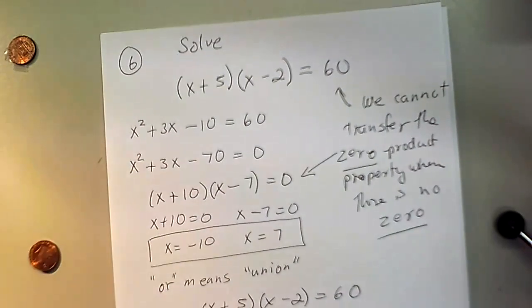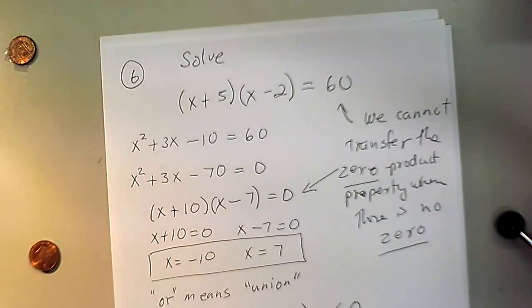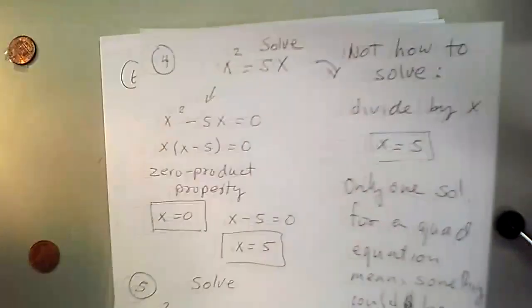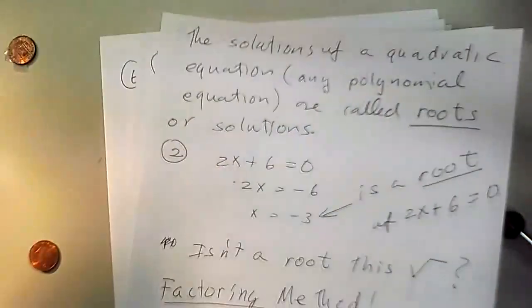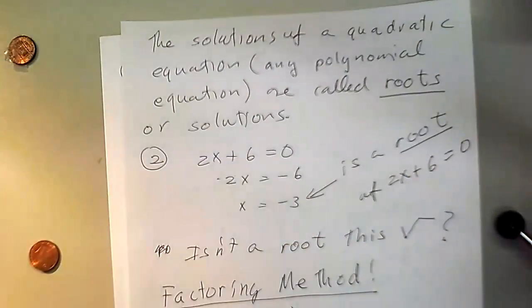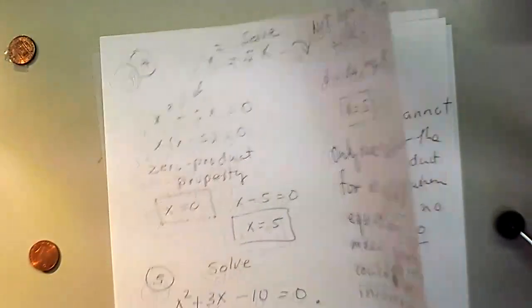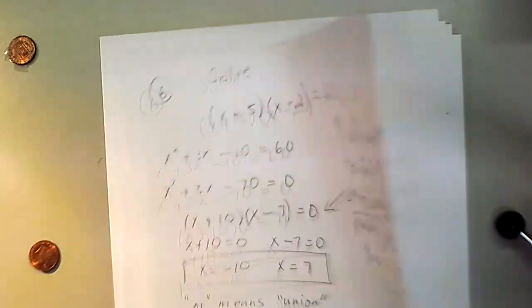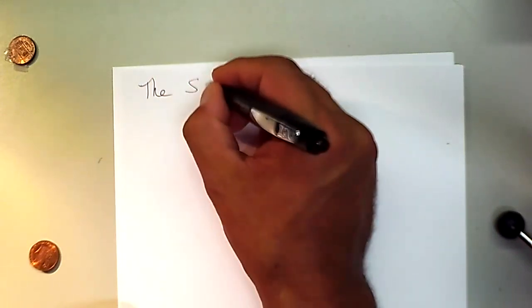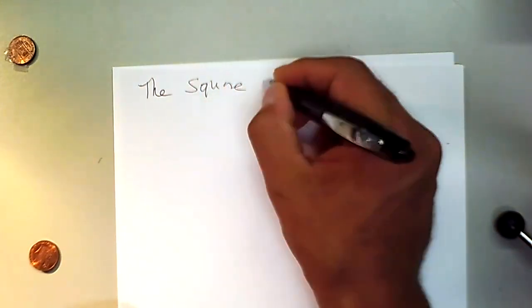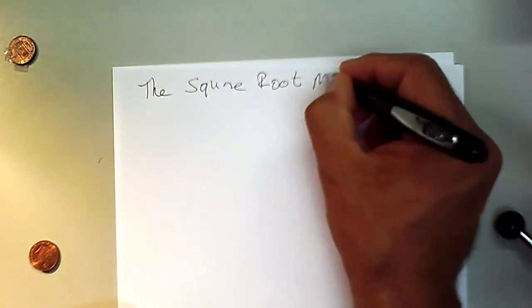Okay. So the method that we just went over was the factoring method. There's a couple other methods we have to go over. The square root method.